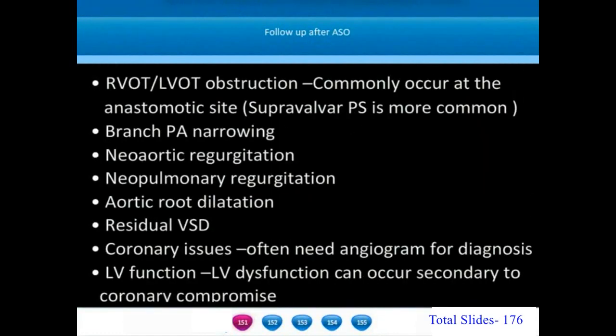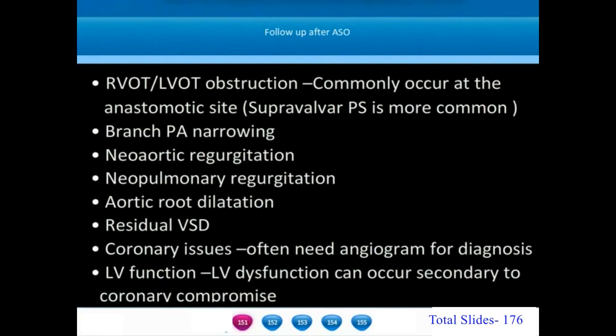While we are doing an echocardiographic follow-up of a patient after an arterial switch operation, we should find out whether there is any right ventricular outflow tract or left ventricular outflow tract obstruction, which is common at the region of anastomotic site. Branch pulmonary artery narrowing can happen in the place where the Lecompte maneuver has been done.